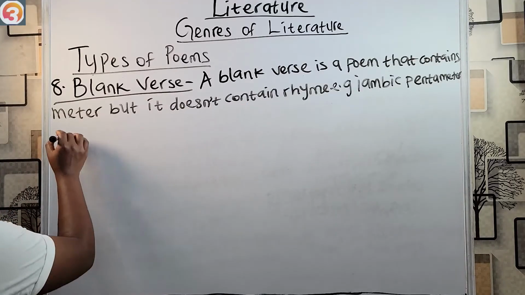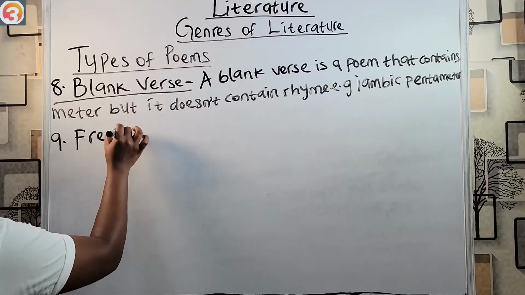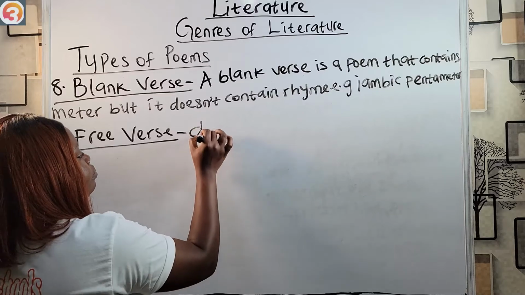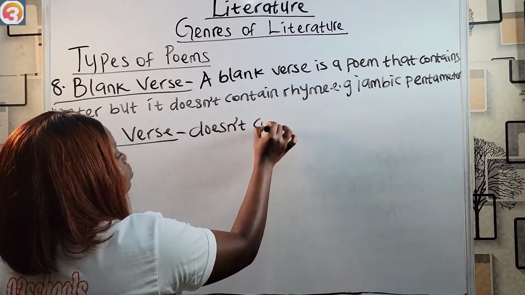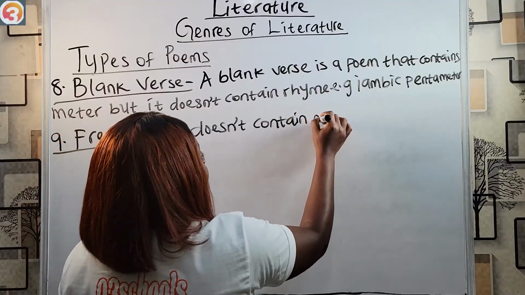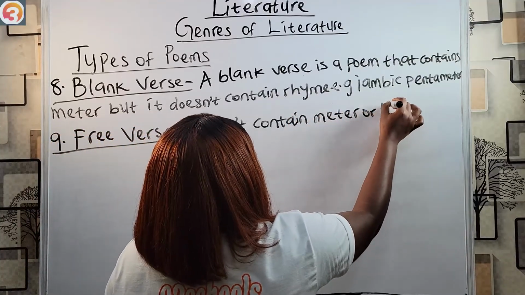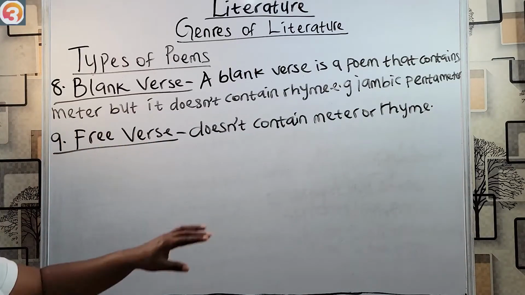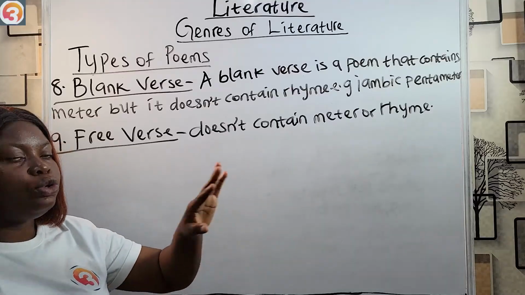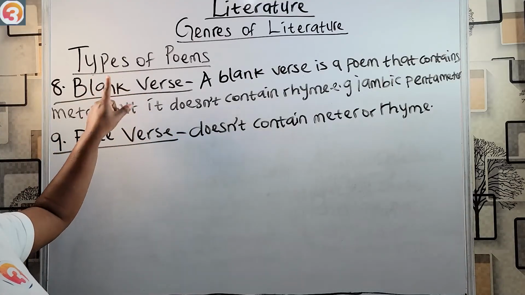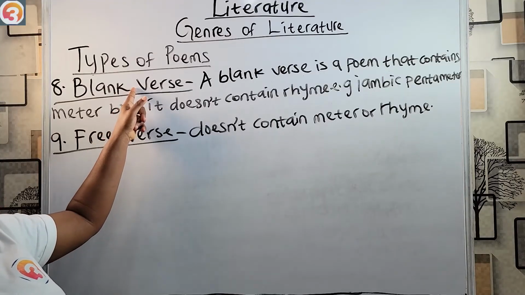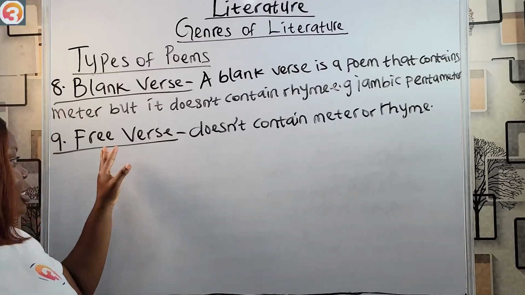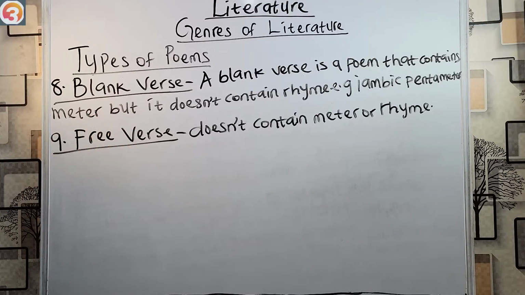rhyme. And then we have free verse. This contains neither meter nor rhyme. So while the blank verse has just meter but no rhyme, the free verse doesn't contain meter, it does not contain rhyme. So the difference is that this one, although it doesn't have rhyme, it still has rhythm because of the meter. This one has no meter, has no rhythm, has no rhyme. That's free verse. But if it has meter, we call it a blank verse.